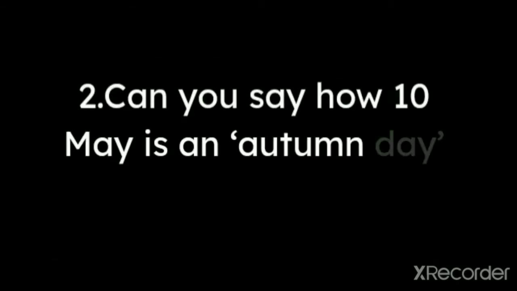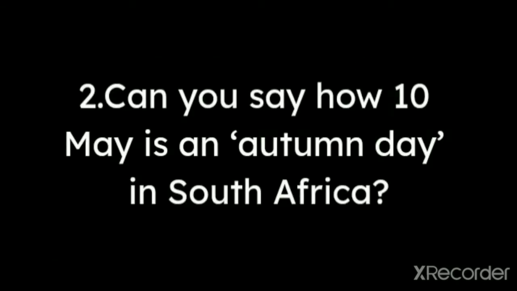Now students, the second question is, can you say how 10 May is an autumn day in South Africa? Autumn refers to the bad things, when things dry out. So how is 10 May considered an autumn day in South Africa? Let's see the answer.